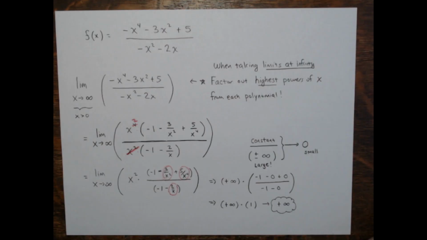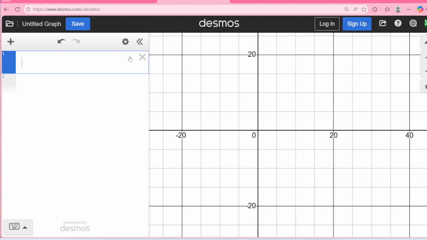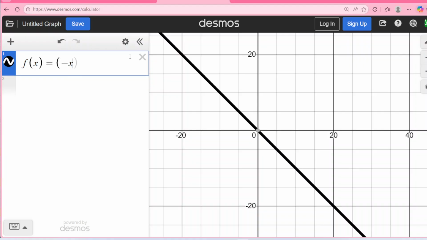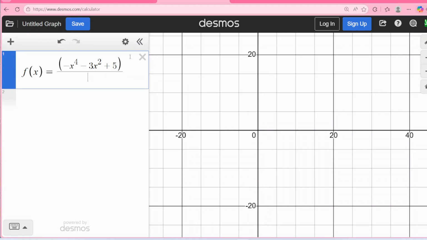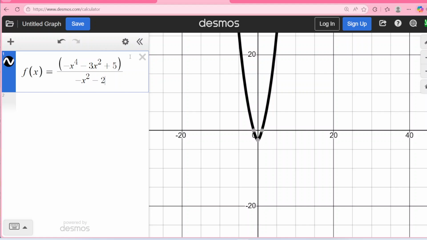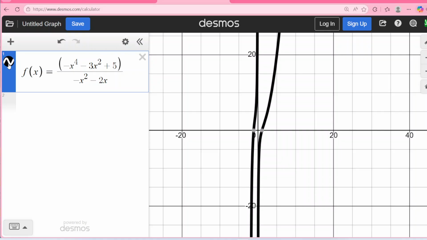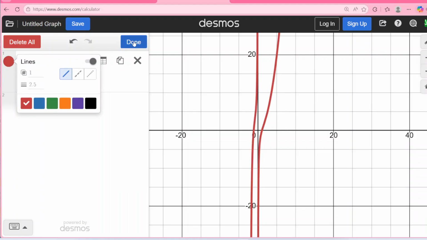So let me actually go to the graph. All right, go back to Desmos. We'll enter this function and do something similar to the first question we saw. So again, I'm going to enter it in descending order. You could enter it the way they gave it to you too, but negative x to the fourth minus 3x squared plus 5, divided by negative x squared minus 2x. And I'll change the color on this. Settings. Make it red or something, maybe a little thicker even, right?